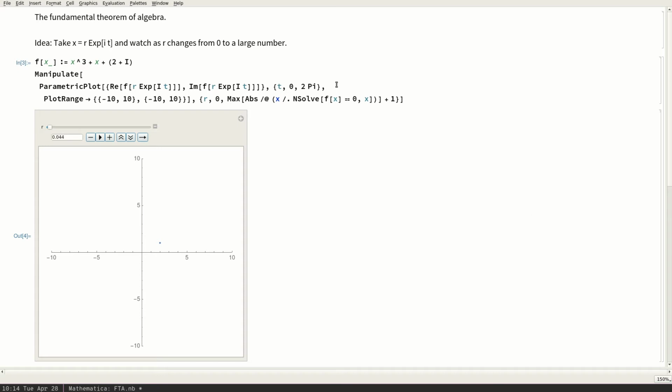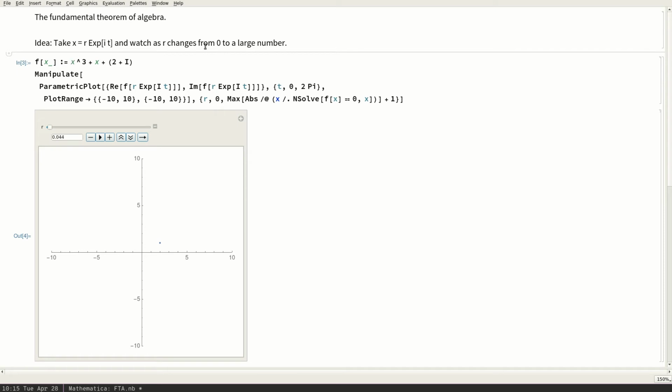And the idea in the proof was to take a polynomial such as this polynomial that I've typed into the software Mathematica, x to the third plus x plus 2 plus i, and plug in r e to the i t wherever you see an x. And then you watch what happens as t, or theta in the last video, ranges from 0 to 2 pi, and r changes from 0 to a very large number.